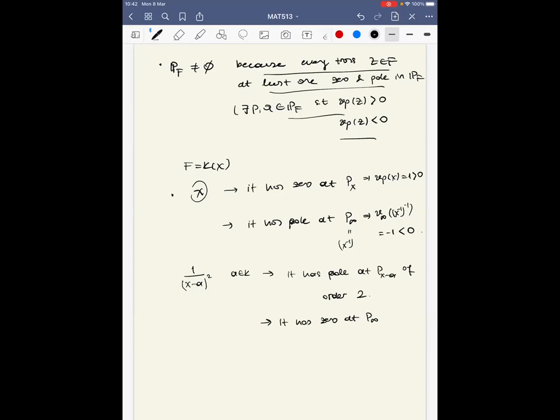And to see that it has a 0 at P infinity of order 2, we can rewrite this function as the square of the prime element of P infinity times a unit in the corresponding valuation ring O infinity. So this is why we can see that it has a 0 of order 2, because the valuation of this function is 2.